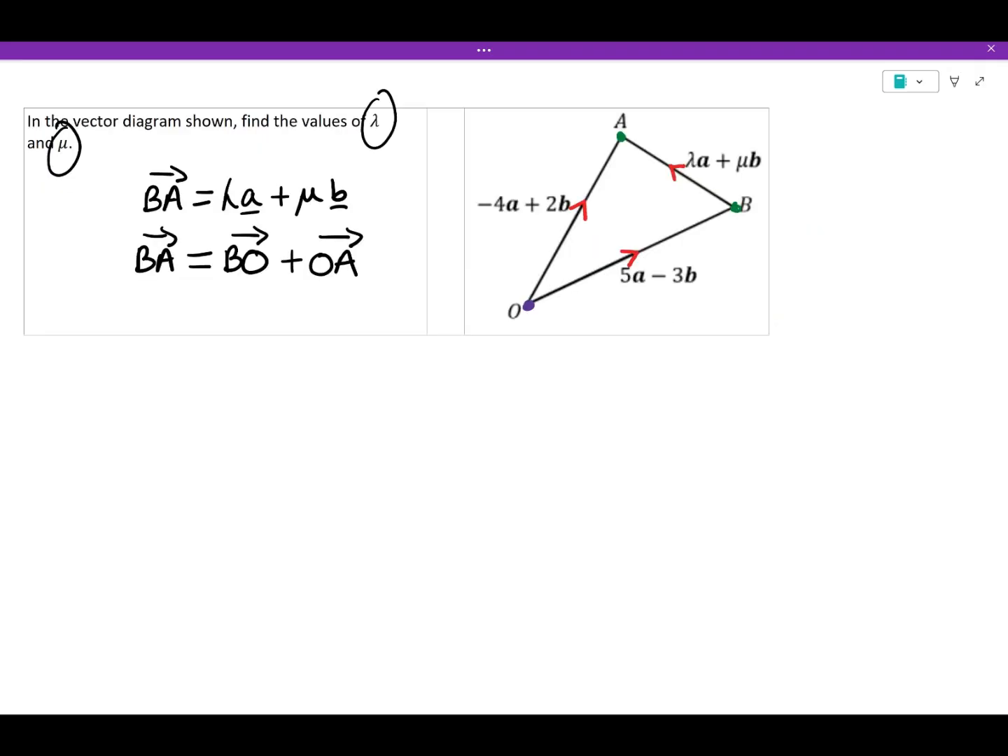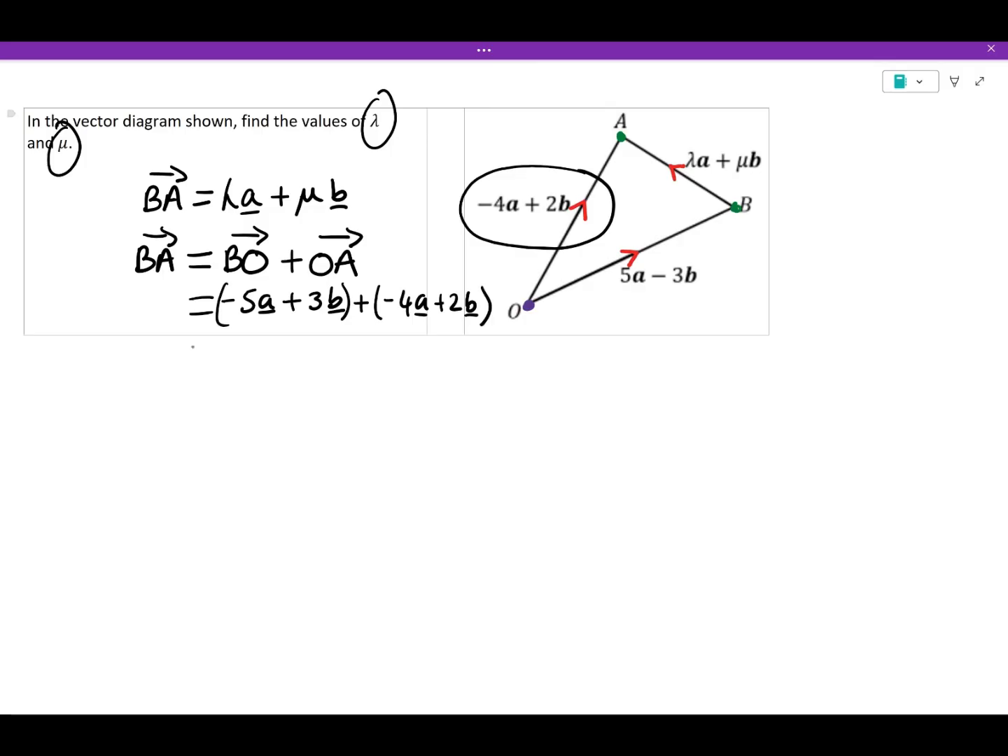So now let's replace B to O and O to A with what they're equal to in terms of A and B. Okay, so let's start with the vector B to O. Well, that goes against this arrow here, so it's going to be the negative of that vector. So instead of positive 5A, we would have negative 5A. And then instead of negative 3B, we would have a positive 3B like that. Okay, so that's B to O. And then we need to add on O to A. Now, O to A is going to be this vector here. And we're not going to multiply by negative 1 because we're going with the arrow. So then it's going to be negative 4A and then plus 2B like that.